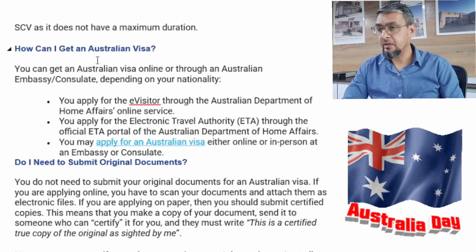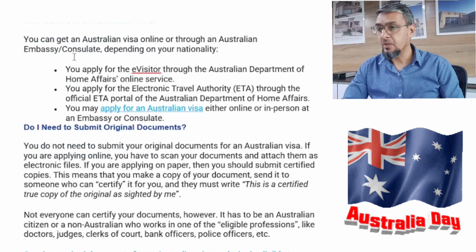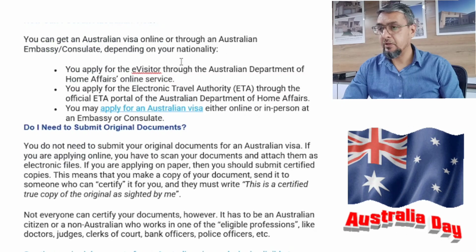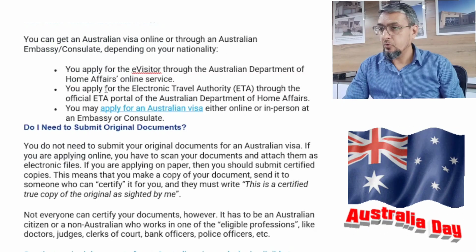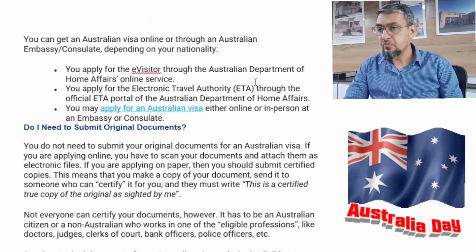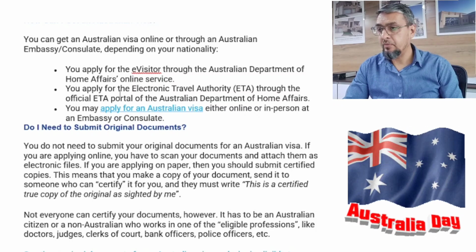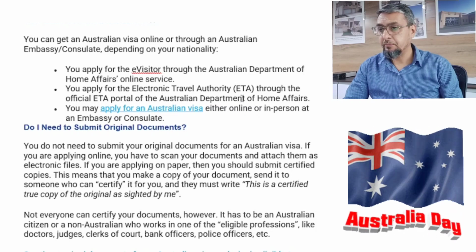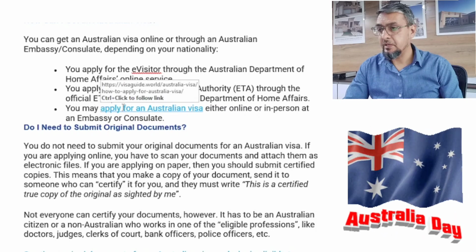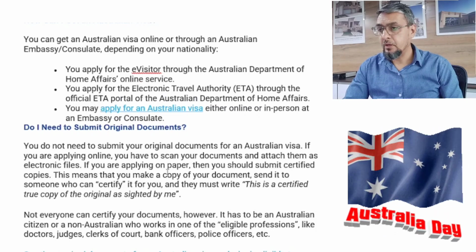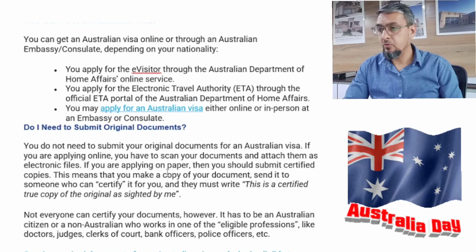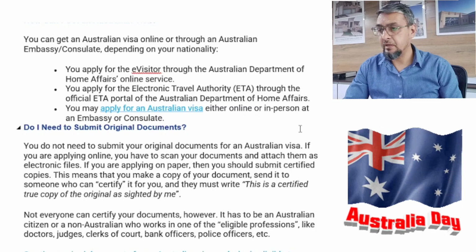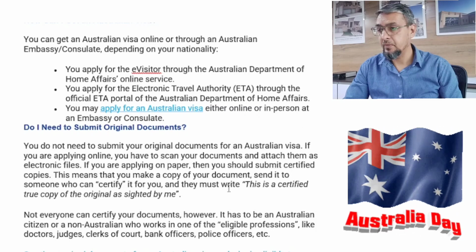So how can I get an Australian visa? You can get an Australian visa online or through an Australian embassy or consulate, depending on your nationality. You apply for an e-visitor through the Australian Department of Home Affairs online e-service. You apply for an electronic travel authority through the official ETA portal of the Australian Department of Home Affairs. You may apply for an Australian visa either online or in person at an embassy or consulate.